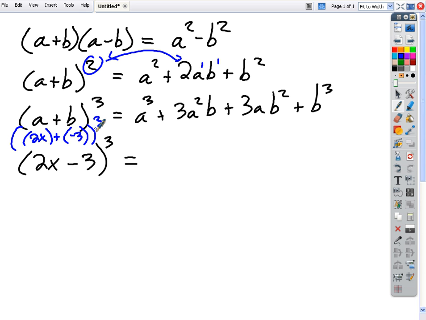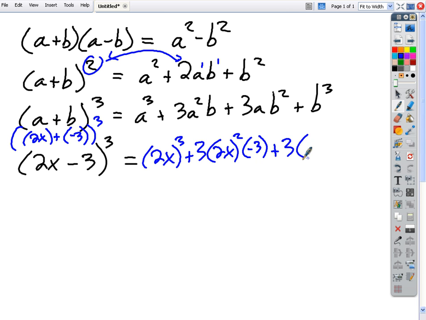Okay, so we've got a cubed, so that's the quantity 2x cubed, plus 3 times a, which is the quantity 2x squared, times b, negative 3, plus 3 times the quantity 2x to the 1 times negative 3 squared, plus negative 3 cubed. Make sense? We're just plugging in those values, and if we simplify that, what do we get?